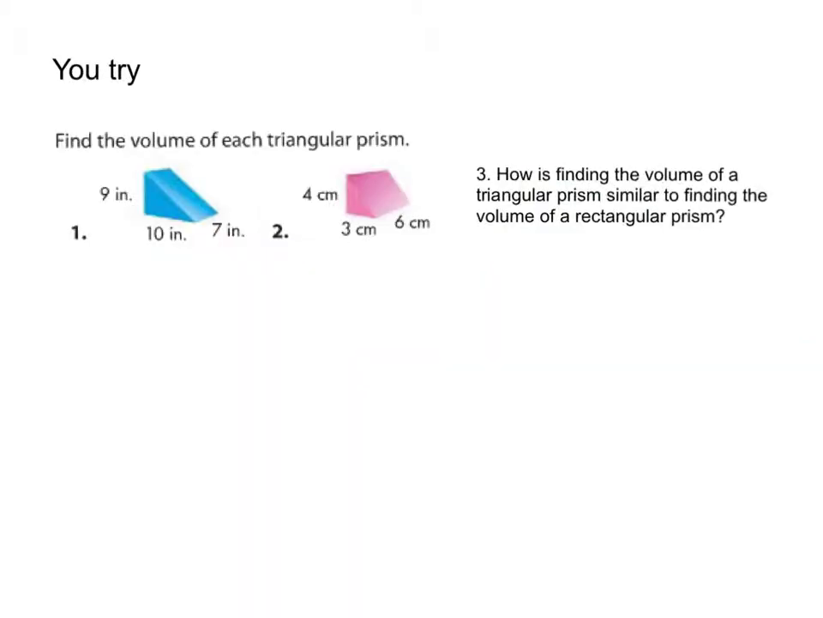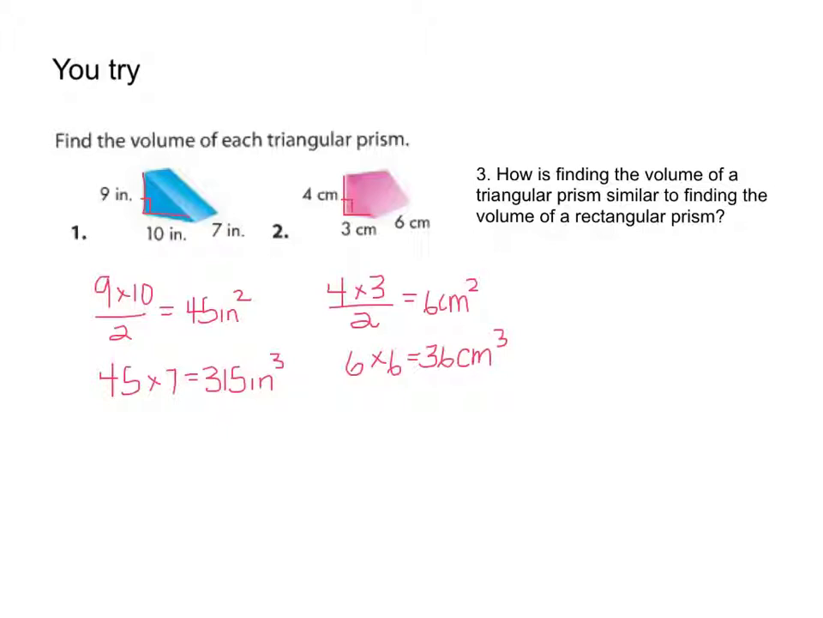Now you try. Go ahead and pause the video, and when you hit play again, the answers for 1 and 2 will appear. Okay, for number 1, we have a triangular base that's 9 times 10, which would be 90, divided by 2 would give us 45 inches squared. Multiply that by 7, which is the width or thickness of the prism, and we get 315 inches cubed. For number 2, 4 times 3 is that triangular base, which is 12, divided by 2 gives us 6 centimeters squared. Multiply that by the thickness, or the width, of 6 centimeters, and we get 36 centimeters cubed.